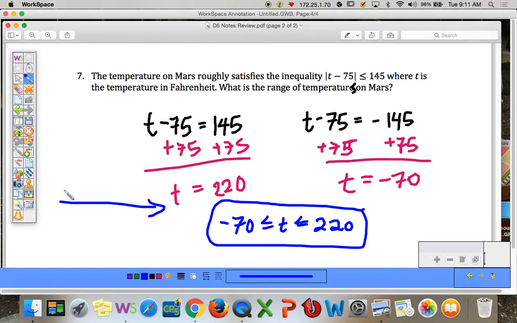And on a number line, here's what it looked like. It would look like at negative 70, closed dot, 220, closed dot, shade everything in between.